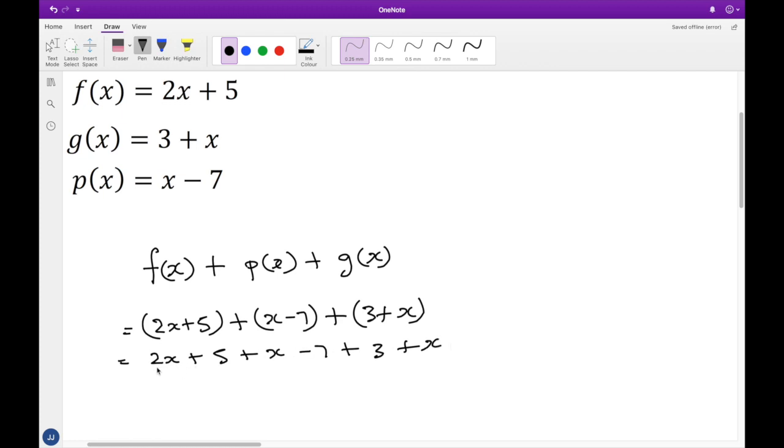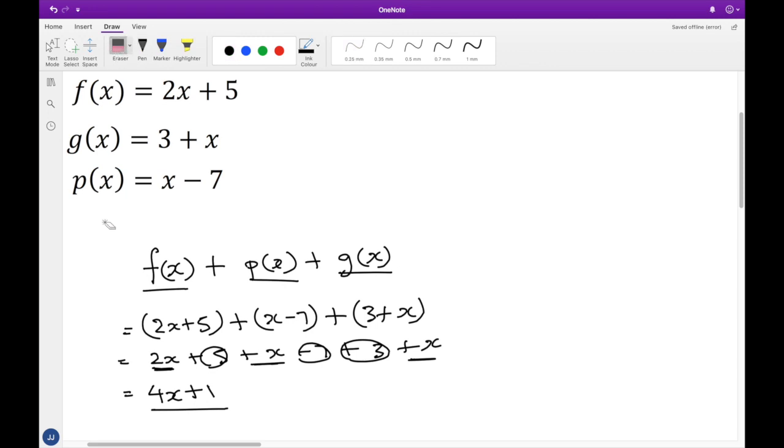Let's add all of our x terms. So the 2x here plus x, so that gives me 3x, plus another x, that gives me 4x. And then add the other numbers here now. I have 5 plus 3, which is 8, sorry. And 8 minus 7 gives us plus 1. So the f of x plus the p of x plus the g of x will give us 4x plus 1. Yeah, so this is a little easier than the previous concepts that we were doing.